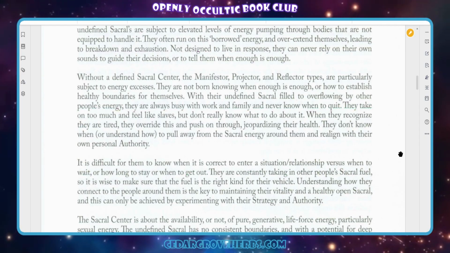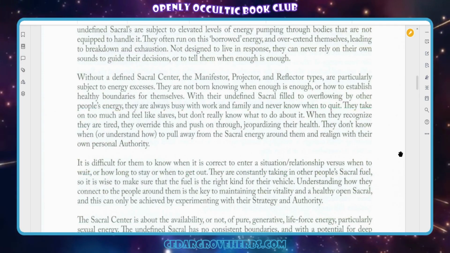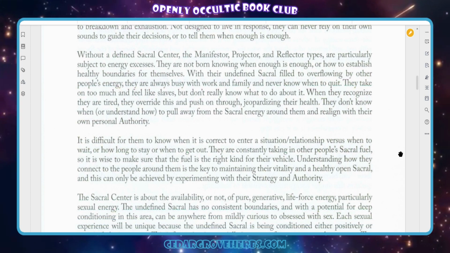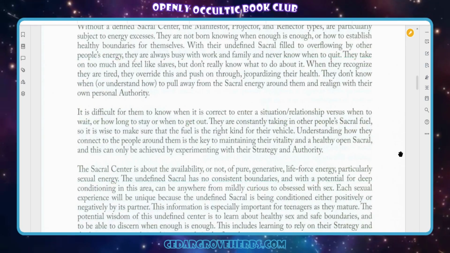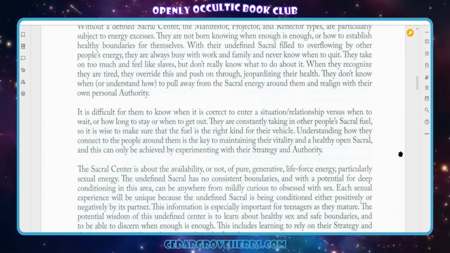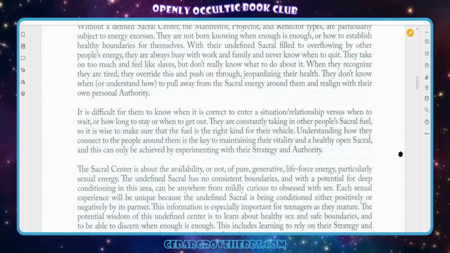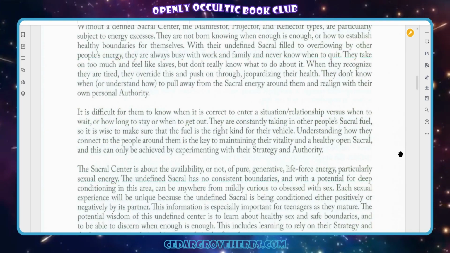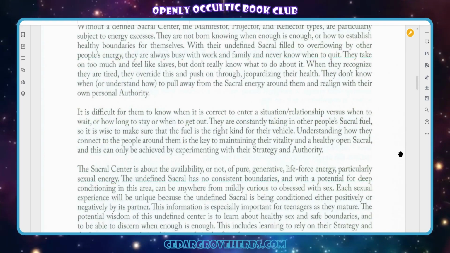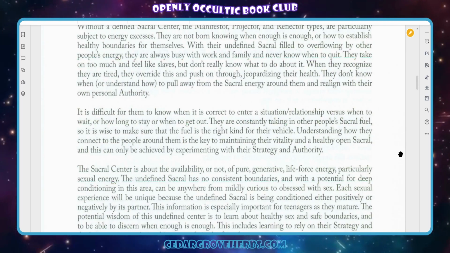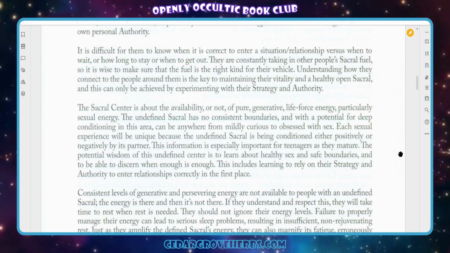They don't know when or understand how to pull away from the sacral energy around them and realign with their own personal authority. It's difficult for them to know when it's correct to enter a situation or relationship versus when to wait, or how long to stay, or when to get out. They're constantly taking in other people's sacral field, so it's wise to make sure that the field is the right kind for their vehicle. Understanding how they connect to the people around them is the key to maintaining their vitality and a healthy open sacral, and this can only be achieved by experimenting with their strategy and authority.